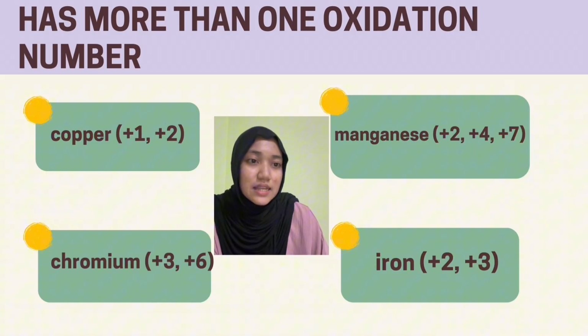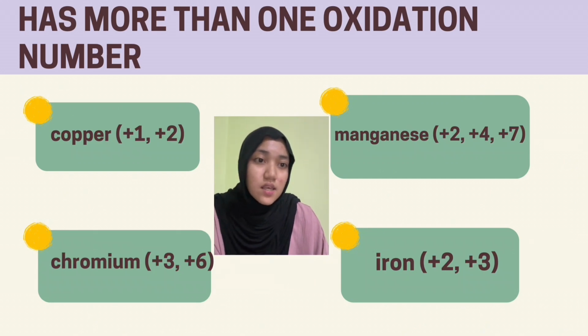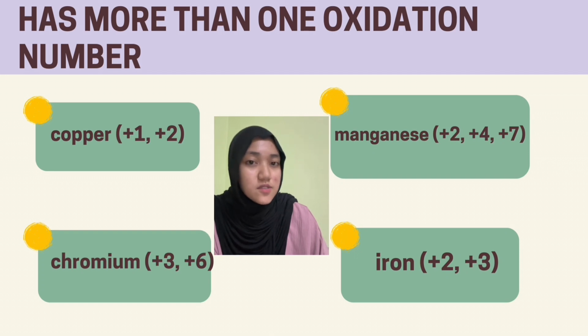Third, transition elements have more than one oxidation number, like copper has +1 and +2, chromium has +3 and +6, manganese has +2, +4 and +7, while iron has +2 and +3.